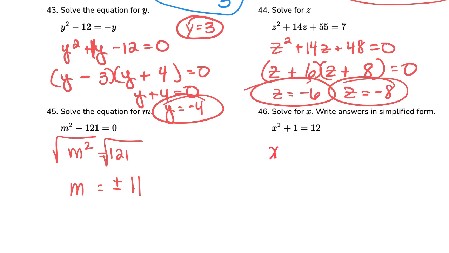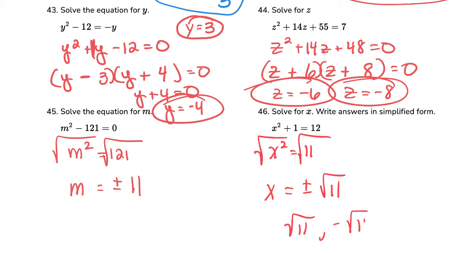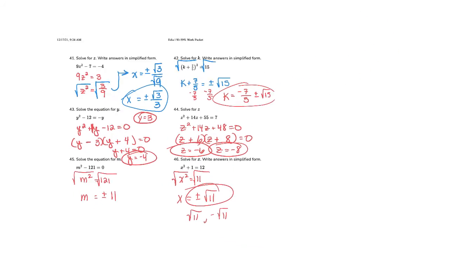I'm going to do this one the same way. I'm going to subtract 1, and I get 11 this time. And when I square root, I just leave it as a root 11. So the answer is root 11 and negative root 11. But it's fine just to write plus minus. And I believe that is all your problems.